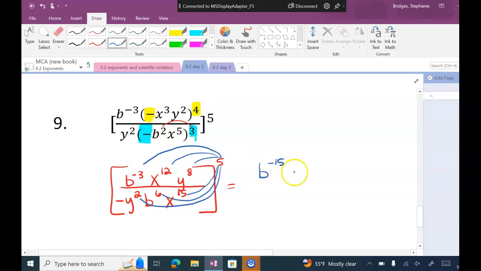So that's b to the negative 15, x to the 60, y to the 40. If that negative, think about the y, the negative sign in front of it. If a negative is 5 times, does it stay negative or turn positive? It stays negative, okay. And then that's going to be y to the 10th, b to the 30th, and x to the 75th.